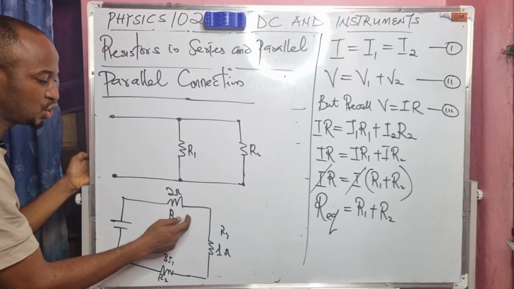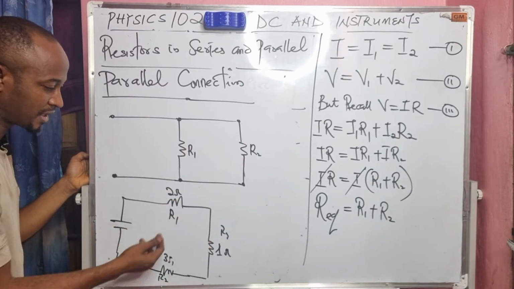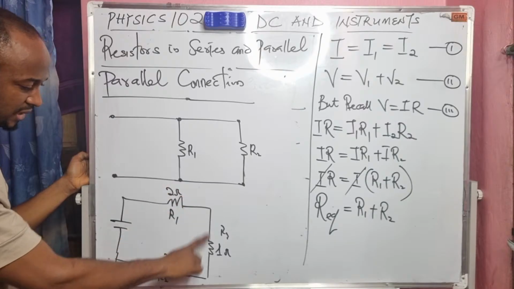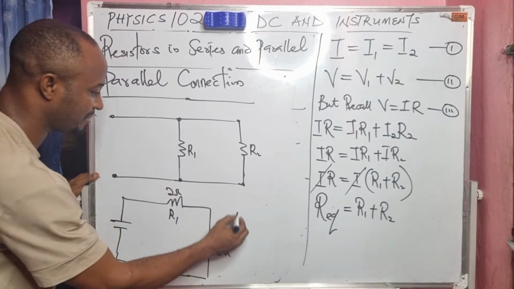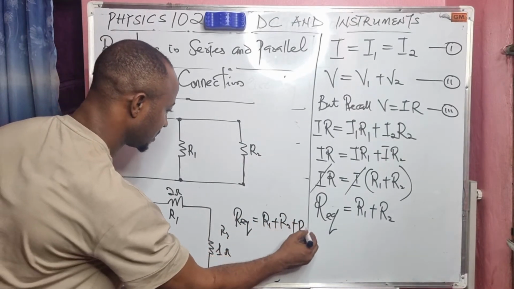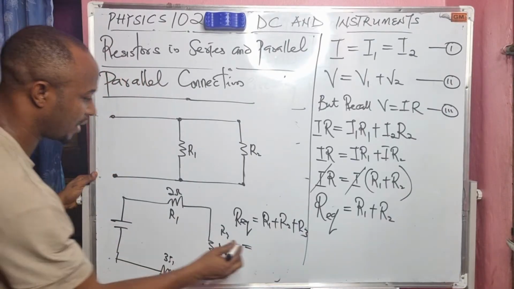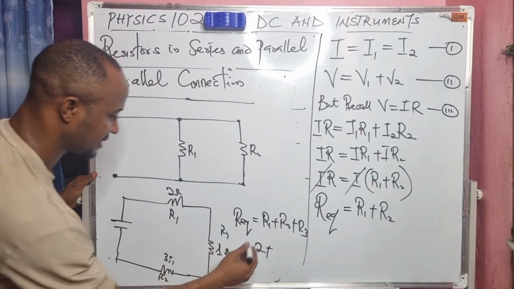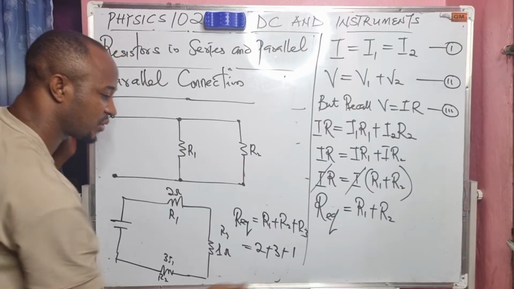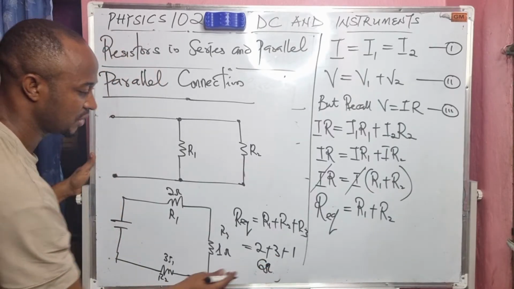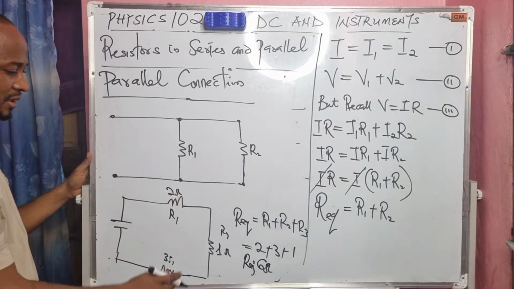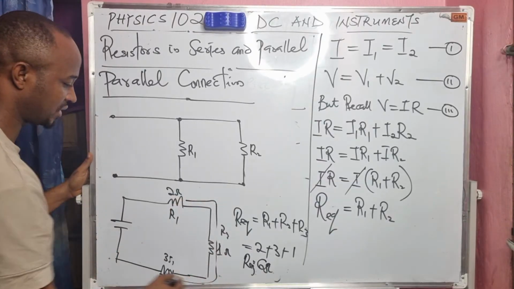But for this, whereby each of the resistors are connected end to end, is called series arrangement. So to find my R equivalent is simply to add up R1 plus R2 plus R3. R1 is 2 plus R2 is 3 plus R3 is 1. So 2 plus 3 is 5, plus 1 gives us 6 ohms. So our R equivalent for this kind of circuit is 6 ohms because R1, R2, and R3 are all connected in series.